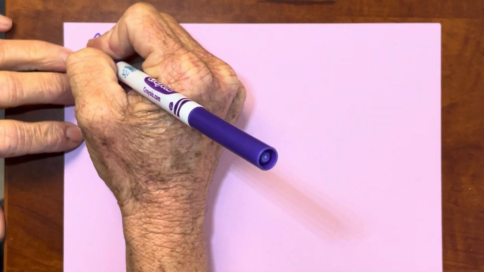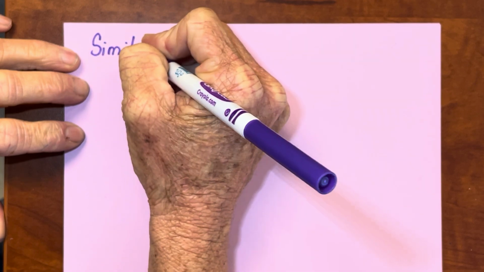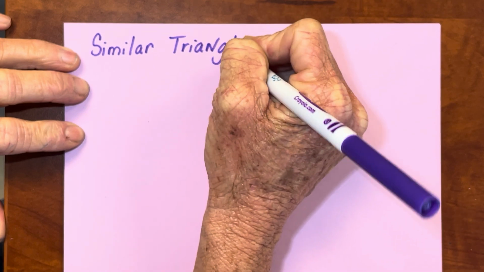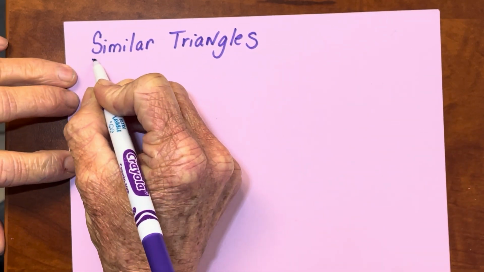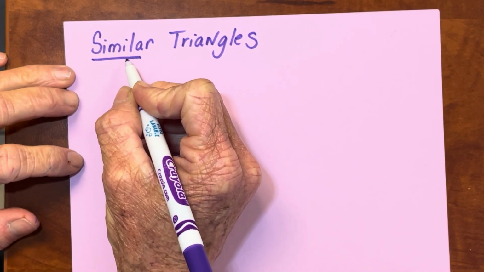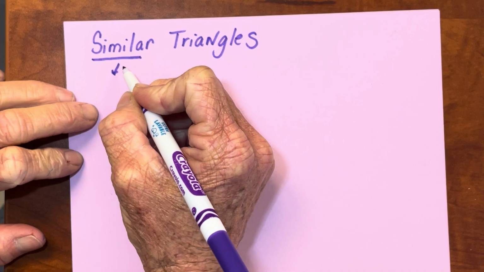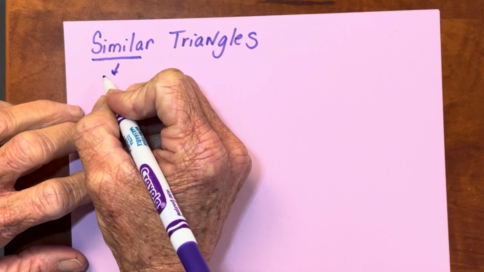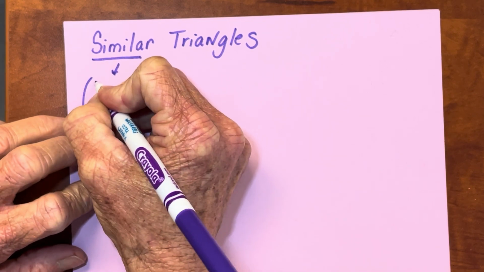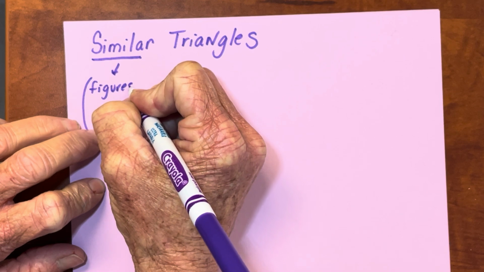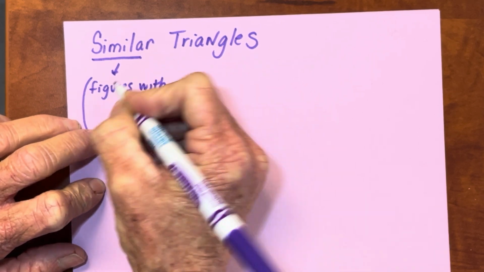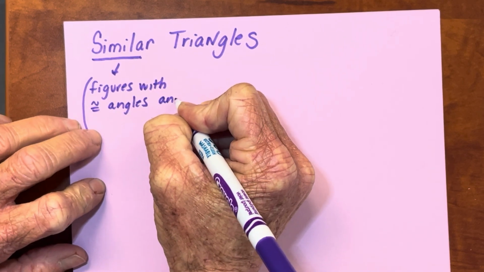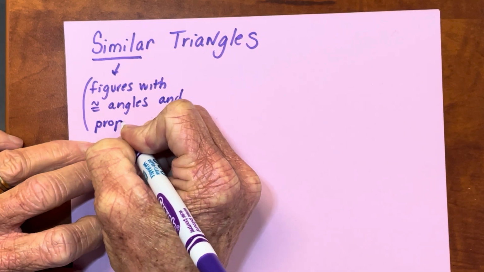Let's look at similar triangles. And remember from our lesson on similar figures that to be similar means that they have the same shape but a different size. And we categorize that with similar figures are figures with congruent angles and proportional sides.